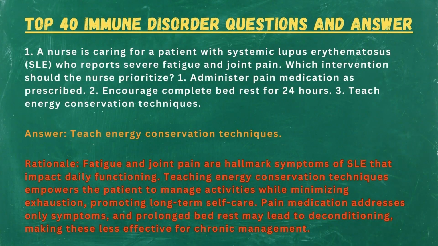1. A nurse is caring for a patient with systemic lupus erythematosus, SLE, who reports severe fatigue and joint pain. Which intervention should the nurse prioritize? 1. Administer pain medication as prescribed. 2. Encourage complete bed rest for 24 hours. 3. Teach energy conservation techniques.